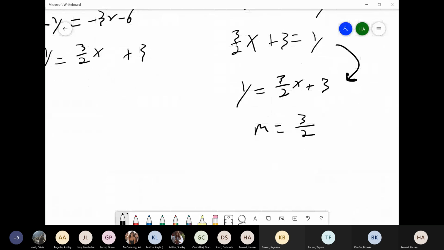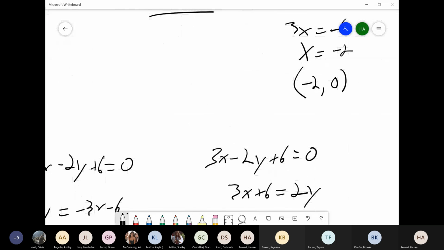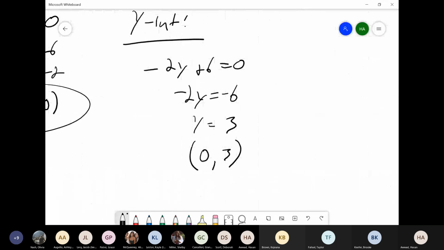But either way, regardless how you did it, you should get your slope as 3/2. Okay, great. So we found our slope. We found our intercepts, right? Our intercepts were (-2, 0) and (0, 3). So all we have left to do is just graph this, right?